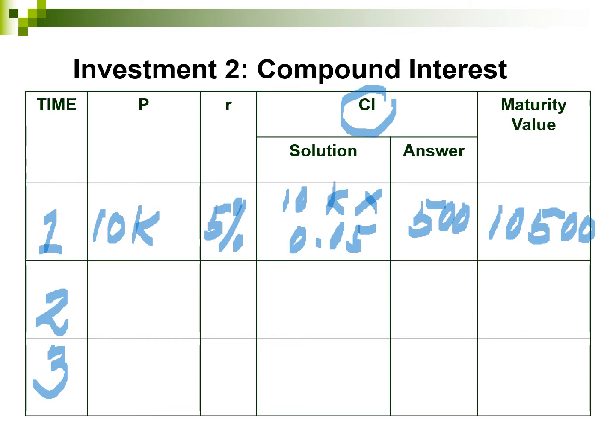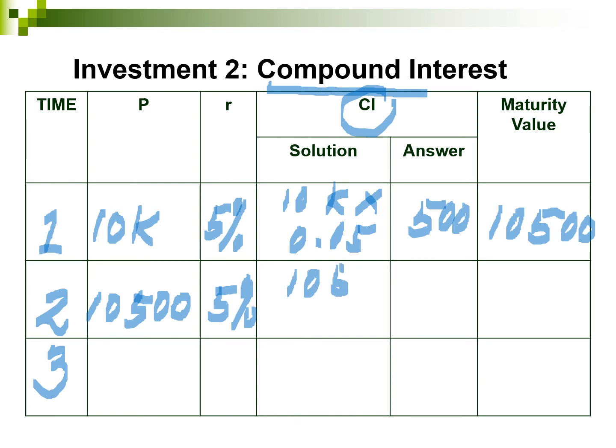10,500. Now, on the second year, if it is compounded annually, you have to make your principal 10,500. So you have to include the interest when you compute for the next year. So this time, this is 10,500, still 5%.